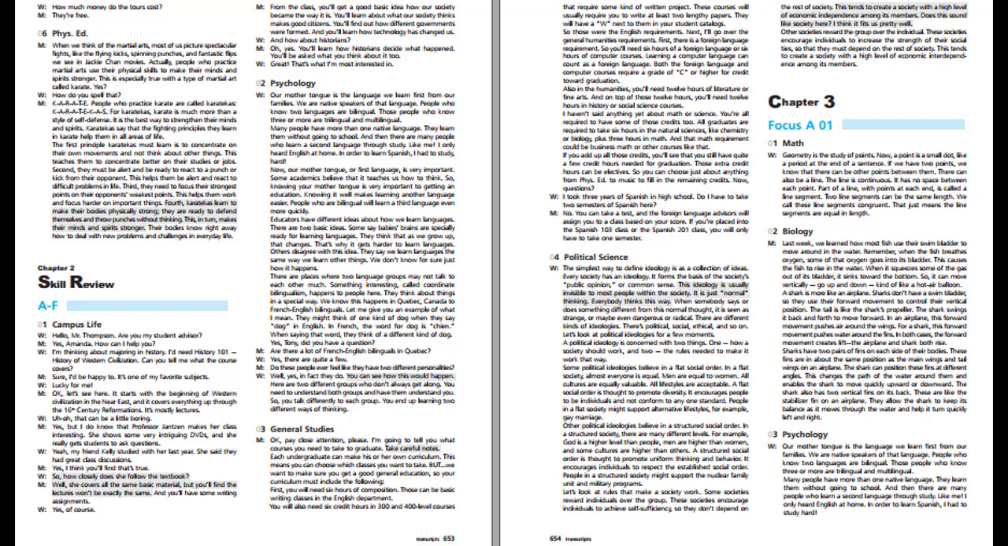Geometry is the study of points. Now, a point is a small dot, like a period at the end of a sentence. If we have 2 points, we know that there can be other points between them. There can also be a line. The line is continuous. It has no space between each point.